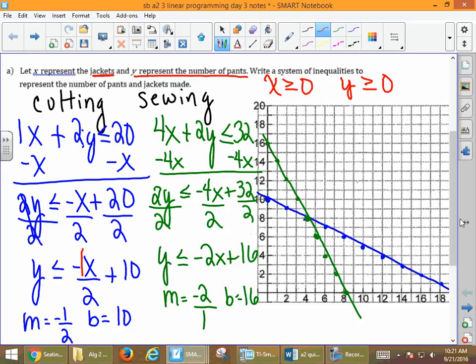But we can't forget that we have x is greater than or equal to 0, and y is greater than or equal to 0. We need to assume that we're going to make pants or jackets or both. So when we draw our line here for x is greater than 0, we're crossing the x-axis. This is a vertical line. Which means that y is greater than or equal to 0 is a horizontal line. And in a moment, we're going to shade, and I'm going to start with the 2 red lines.